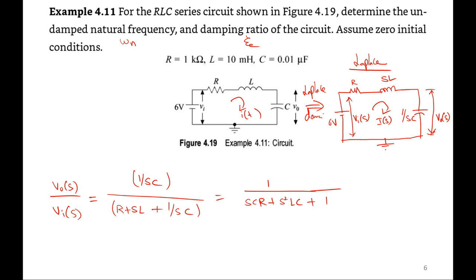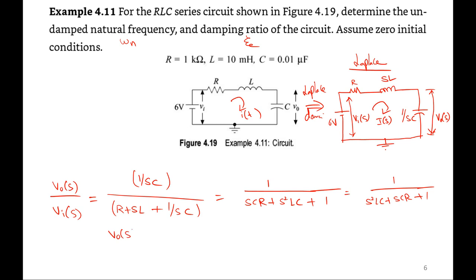SC will get cancelled, so we get SCR plus S squared LC plus 1. Let me rewrite this: 1 by S squared LC plus SCR plus 1. Okay, but this is the standard second order form only if LC is removed, so let me rewrite it once again.